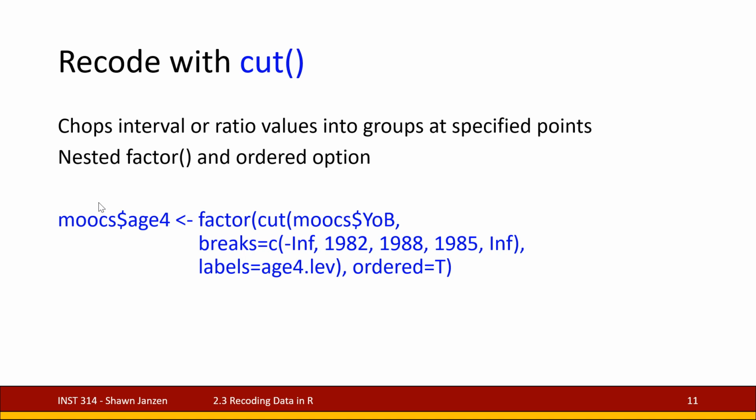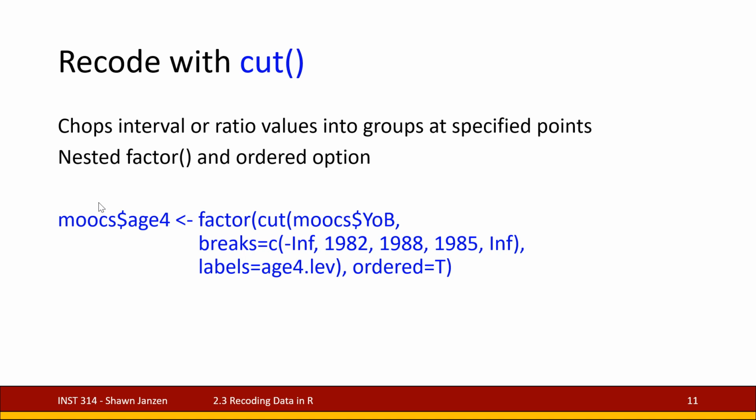And then I'm going to cut it at 1982, 1988, and 1985. I have another option there where I have labels, and I say labels are equal to that variable I just made a moment ago, the age4.lev. Otherwise, if I didn't have that in here, I would have to write out all of the level names that I want to call it.